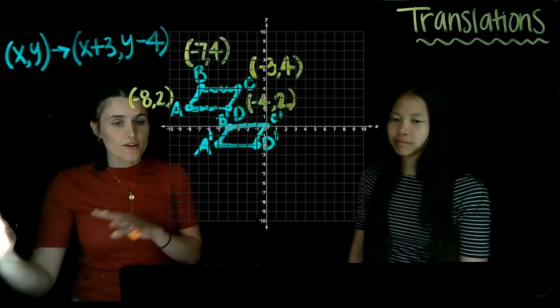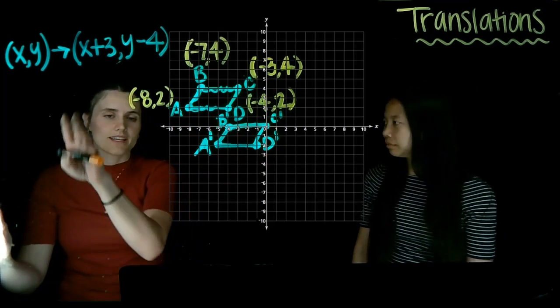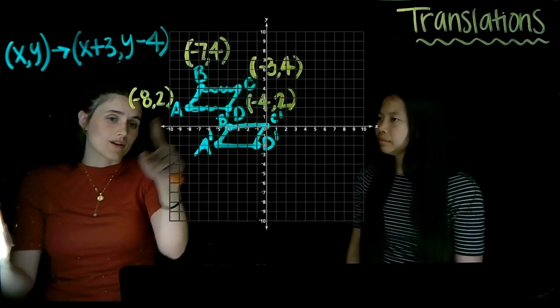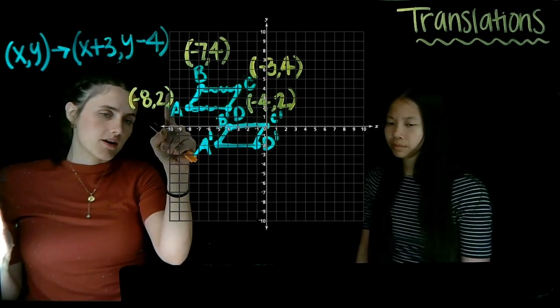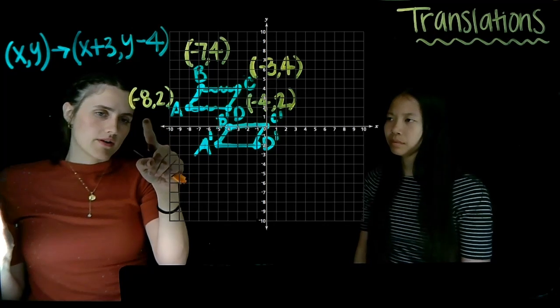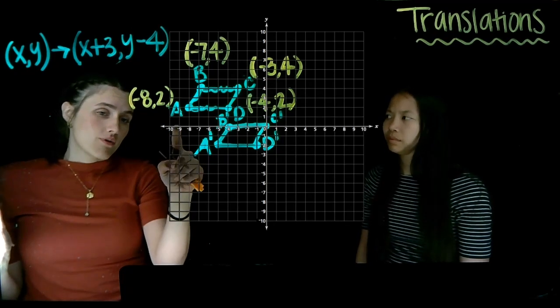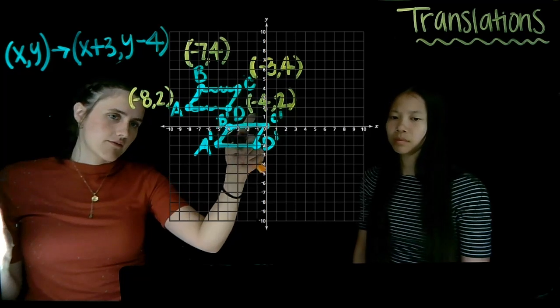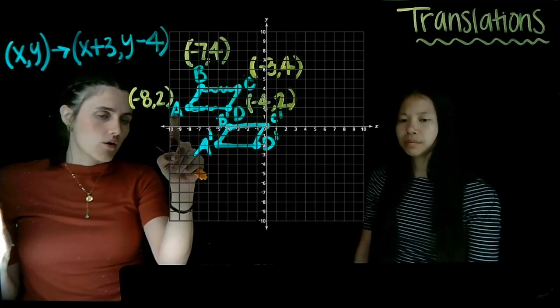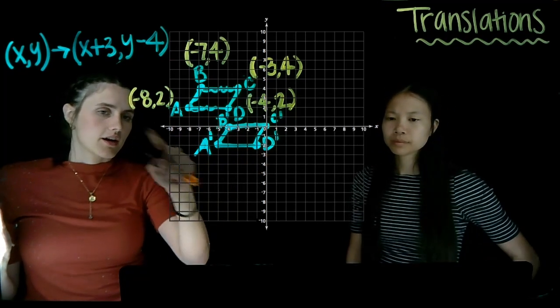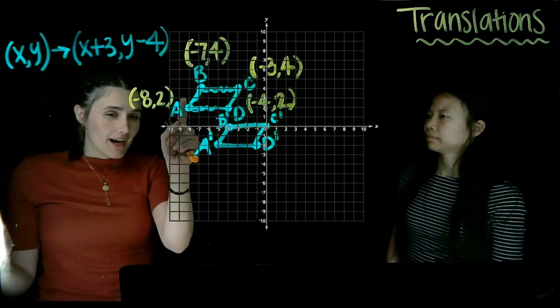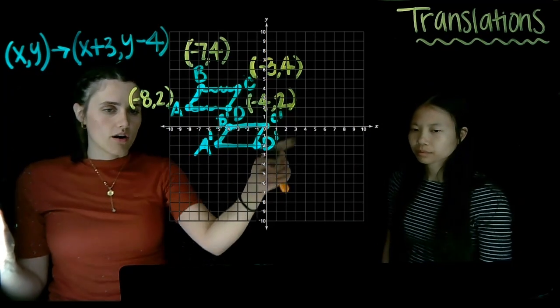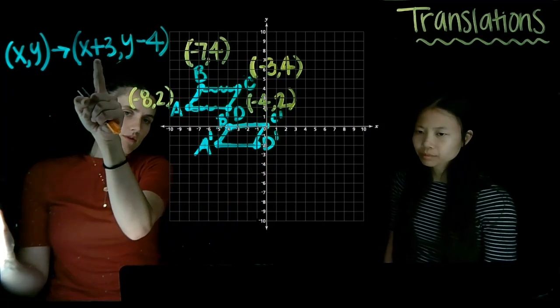All right, so another way that we can think about translating using this rule is if we just look at the points. We have each point labeled from our pre-image right here, so that this point right here, negative 8, 2, is point A, negative 7, 4 is point B, negative 3, 4 is point C, and negative 4, 2 is point D. So this tells us where A, B, C, and D are in our pre-image. If we didn't want to have to count all the little squares to get our new image, we can use this rule with the points.